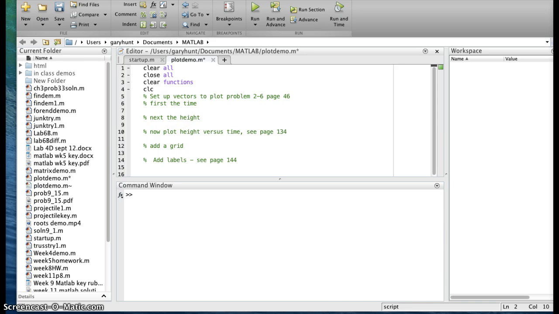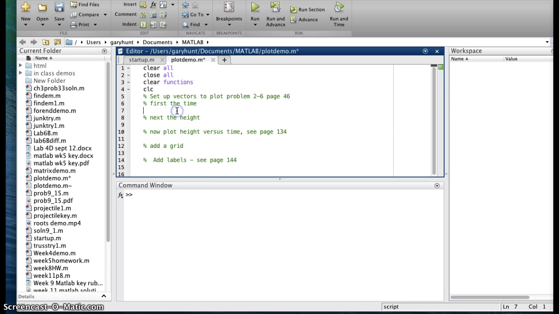First thing we want to do is set up a couple of vectors, one for our time and one for the height. Here comes the time vector. So let's put that guy in there like this. There we go. So now we're going from 0 to 0.8 seconds, and we're having every 100th of a second. We're going to look at the time.